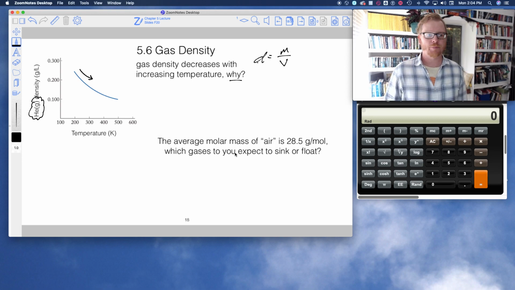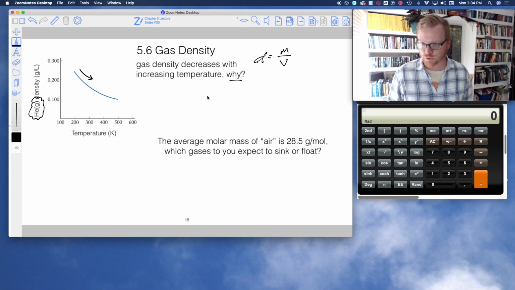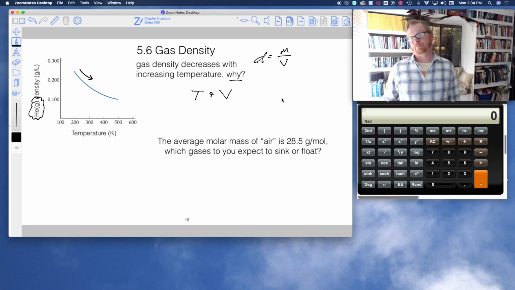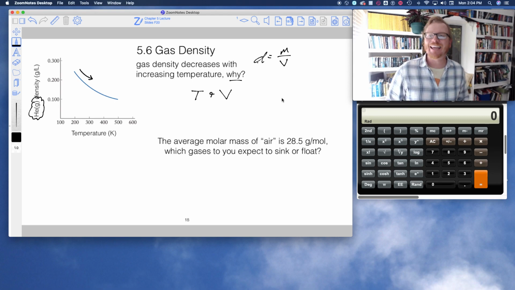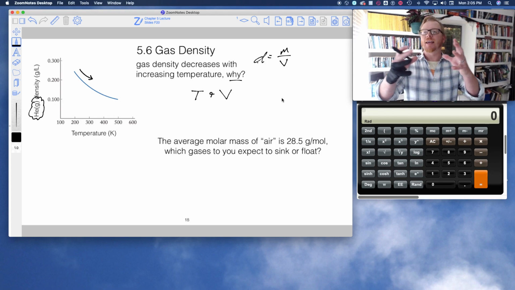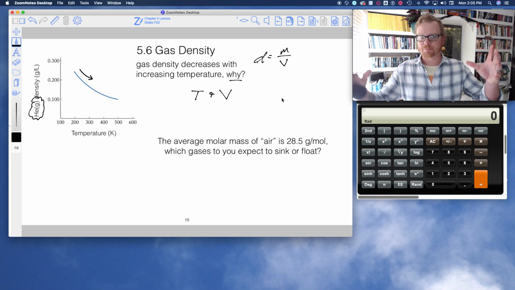Why? Okay. Well, look, density is proportional to 1 over volume. Okay. That's also true. But what's going on as I increase the temperature? Okay. Well, we have to remember Charles' law. Temperature is directly proportional to volume. So if I get something hotter, if I heat something up, it expands, right?